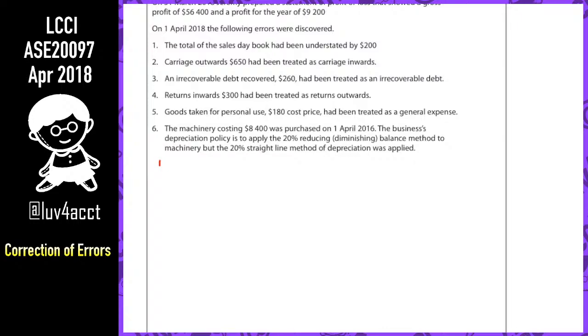Item 1, the total of the sales day book had been understated. This is quite easy. That would be debit trade receivables ledger control, credit sales. Sales affects both gross profit and net profit, because it is in the trading section. That's why, when you look at the answer given to you for item 1, it will be added for both. It is on the credit side, sales.